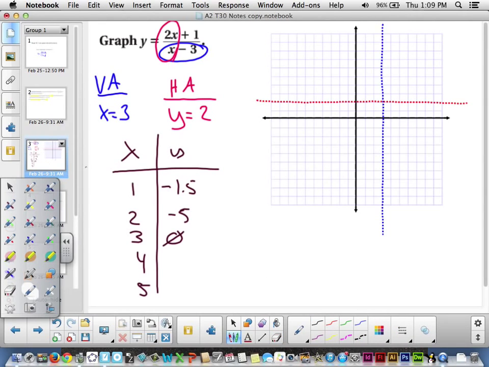When x equals 4, 2 times 4 plus 1 over 4 minus 3. That's going to give us 9. And when x equals 5, 2 times 5 plus 1 over 5 minus 3. That's 11 over 2. That's 5.5. Plot the points. 1, negative 1.5 is around here. 2, negative 5 is here. 4, 9 is here. And 5.5 is there. Connect our points. And there is our rational curve.